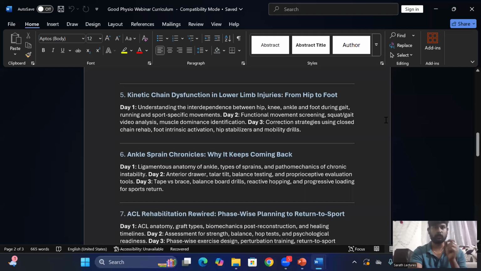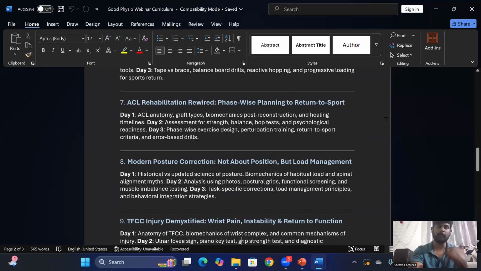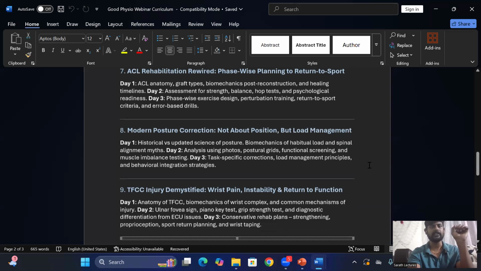Ankle sprain, chronic ankle sprains, why we are not getting proper treatment and proper results. So those techniques, and ACL rehabilitation, modern posture correction. It is not like a posture you need to do with something. It is like everything together, how posture correction came into the picture. As of now, whether it is reliable or a myth, and what is the myth-busting scientific evidence behind postural correction, TFCC injury, wrist related things.